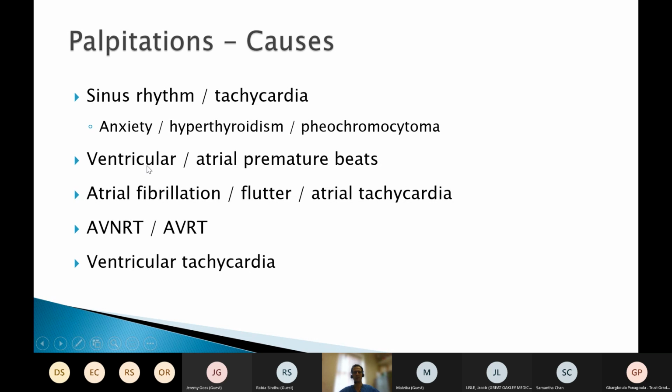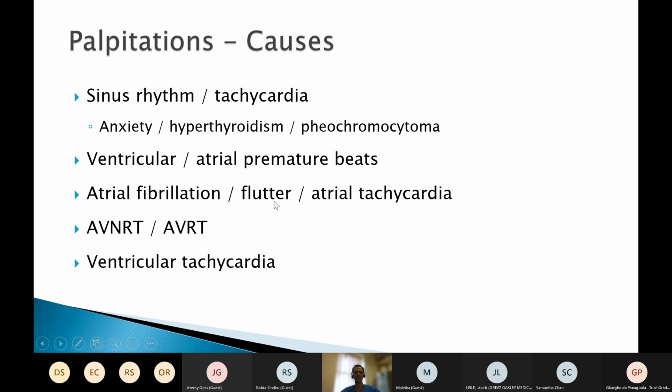The other very, very common thing is ventricular and atrial premature beats. So a very, very common cause of palpitations, and by and large, they are pretty benign. Some patients, every other beat is a ventricular ectopic beat, and that starts to become concerning. But those patients don't tend to complain of palpitations, because if they did, they'd complain long before it became as frequent as that.